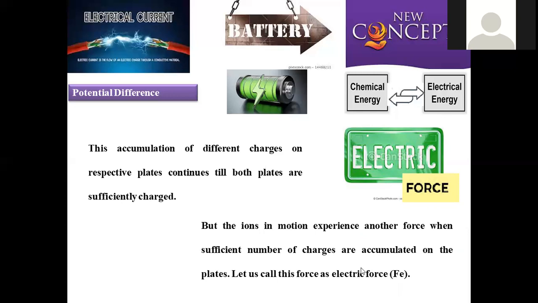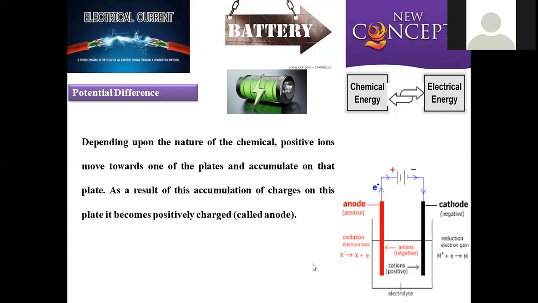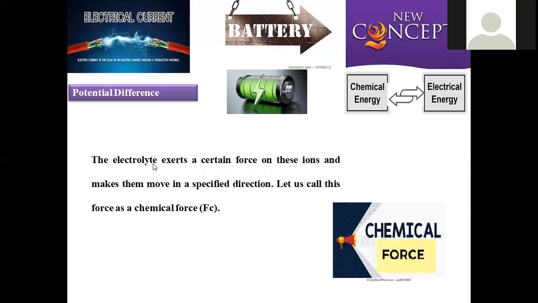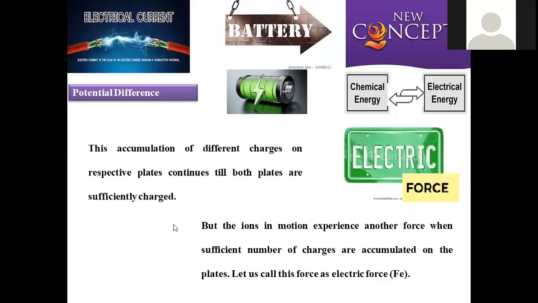After the deposition of these ions on the surface of the metal rods, some extent of force is exerted by that metal rod, that is called the electrical force. The force operated by the electrolyte in order to give direction to the flow of ions is called the chemical force. After the deposition of all these ions on the metallic surface, that metal exerts an extent of force, that is called electrical force, denoted with Fe.